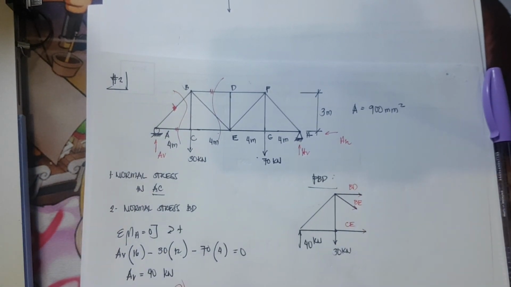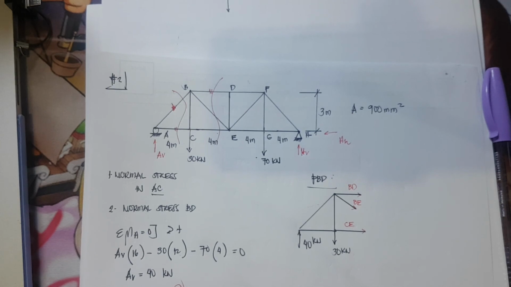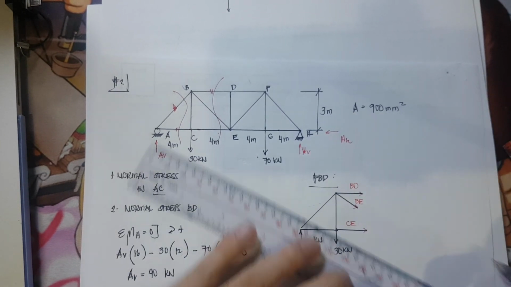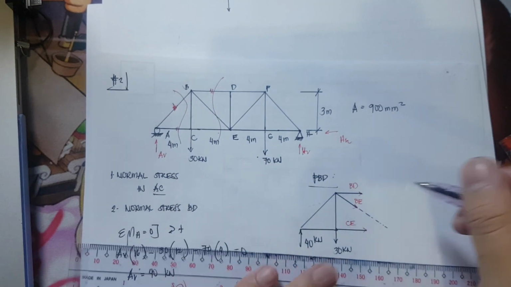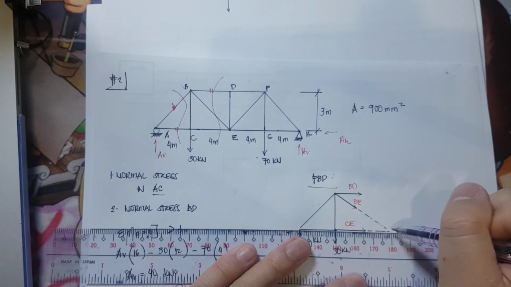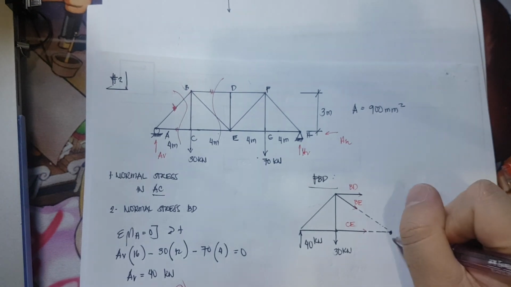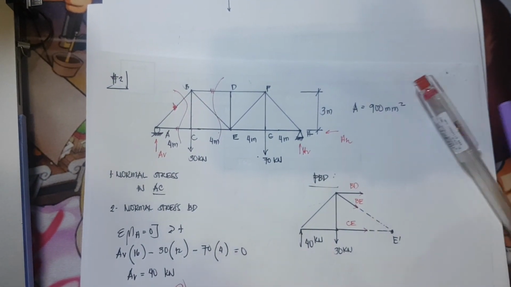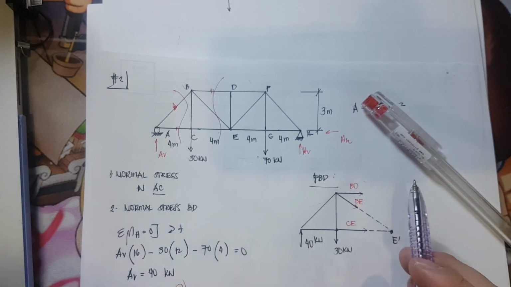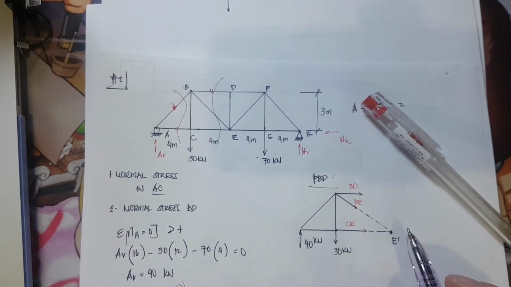We have three unknowns. Now, to eliminate two of the unknowns, what I'm going to do is extend BE in such a way that it will meet CE if extended. And that would be point E prime. So I only have BD left as the unknown.